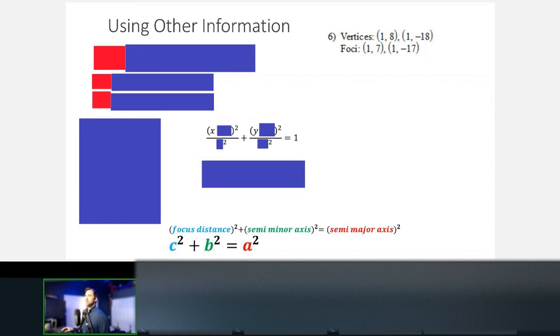All right, again, I like plotting points, they don't have to be accurate. So we have vertices being 1 comma 8 and 1 comma -18. We can see that those points are just vertical of each other. So I'm going to have one coordinate here and then the other one down here. One's at 8, one's at -18. The focal points are at 1 comma 7 and 1 comma -17. So we have a point here and a point down here. So hopefully that's kind of what you had so far.